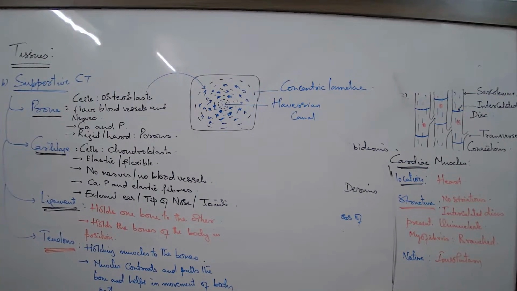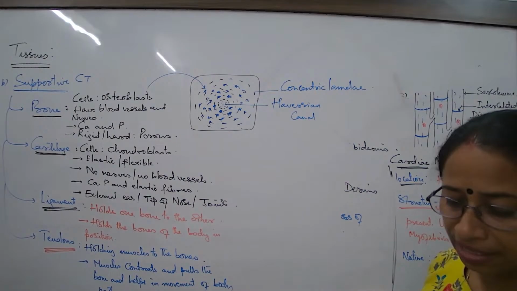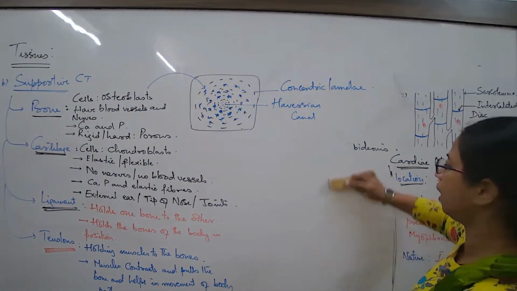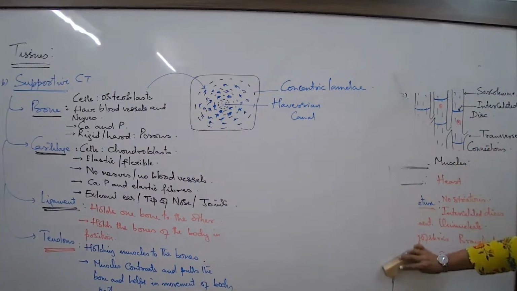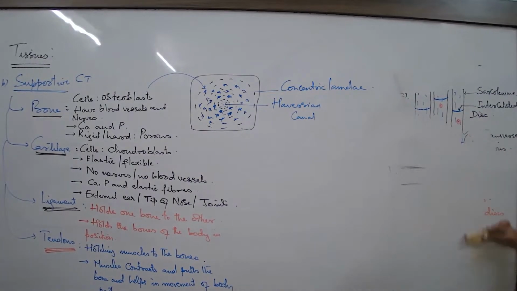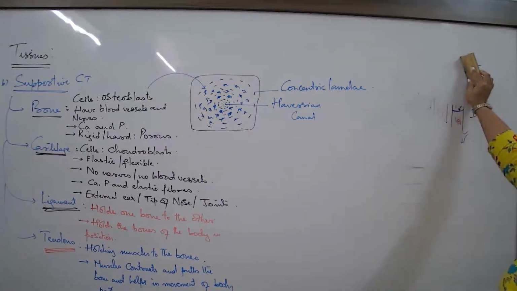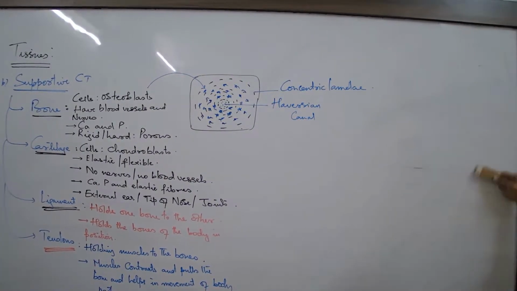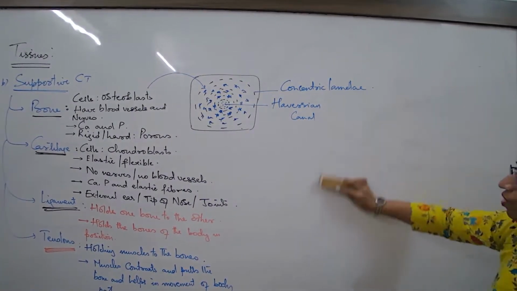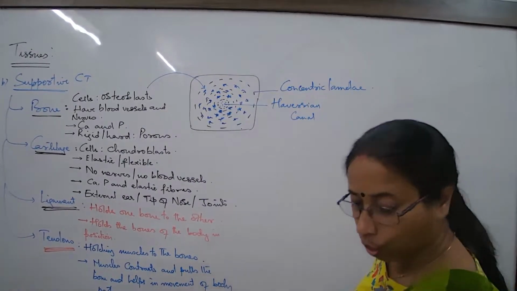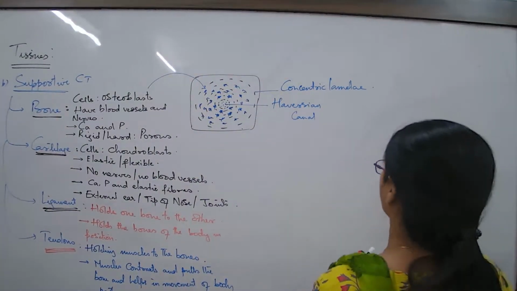So, connective tissues, we are talking about supportive connective tissues. What are the four types? The four types are bones, cartilage, ligaments, and tendons. What are the other types of connective tissues? Now we move on to the last two types, which are the fluid connective tissues.